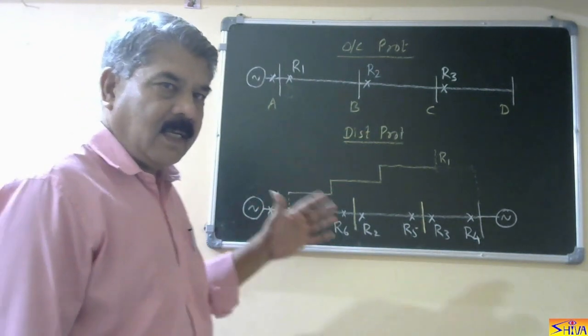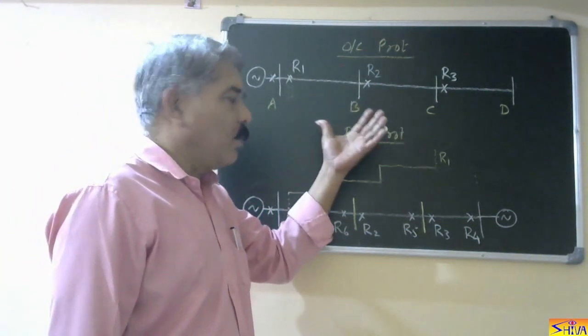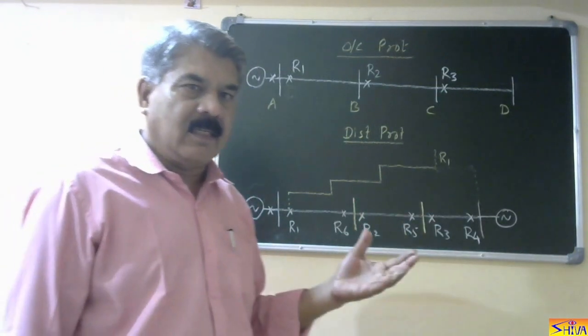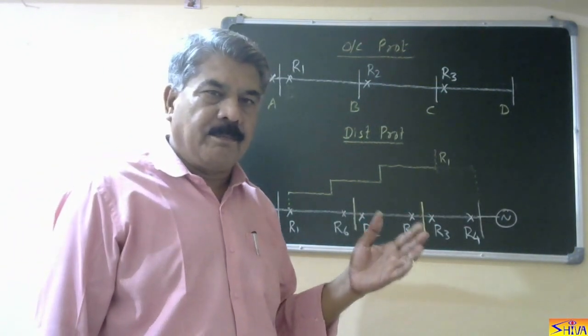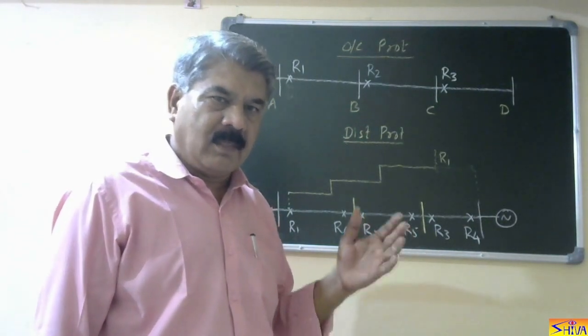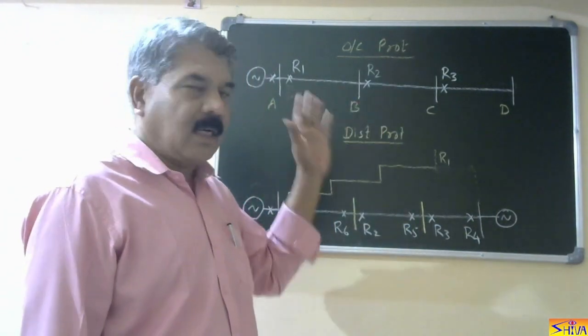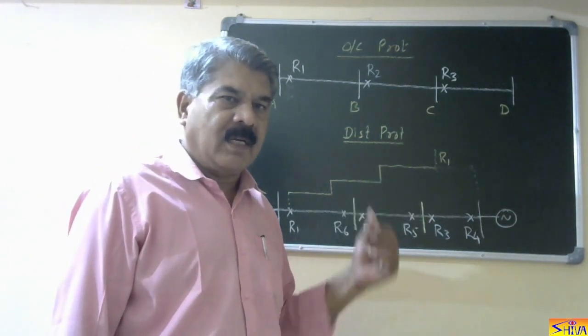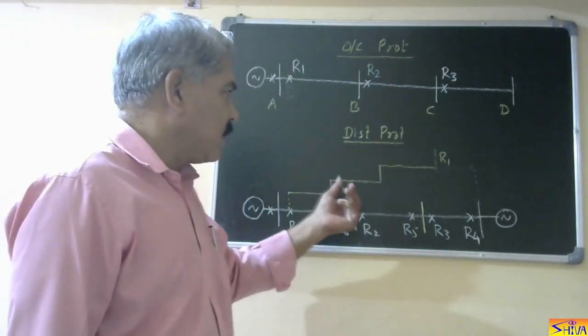So we can see here that by using the overcurrent protection scheme, that is IDMT relay, definite time relay or instantaneous relay, no separate bus protection is required because all the buses are automatically covered in the primary or backup protection of overcurrent relays. Now let us come to the distance protection scheme.